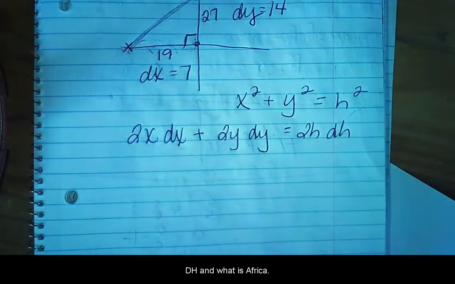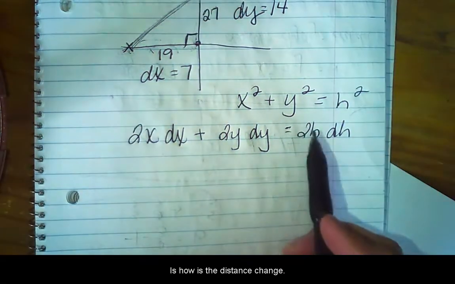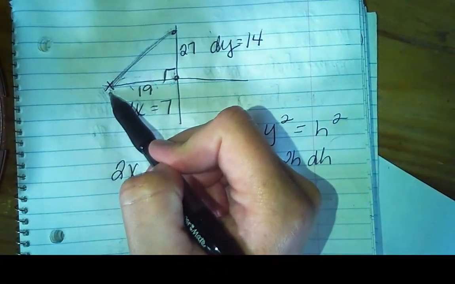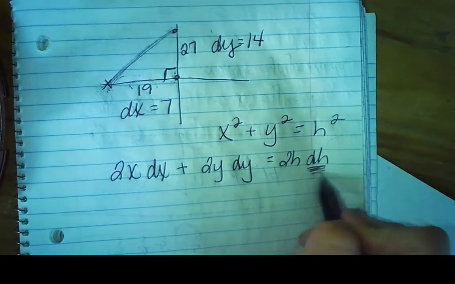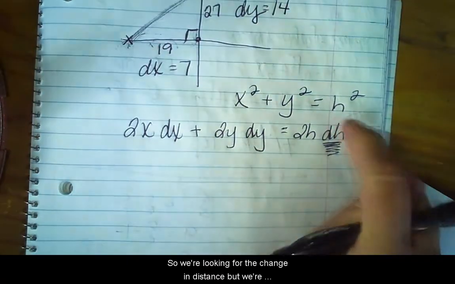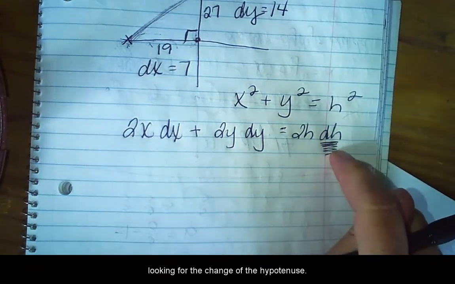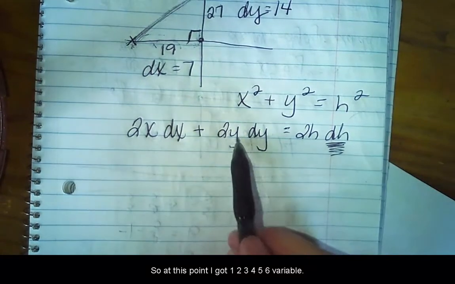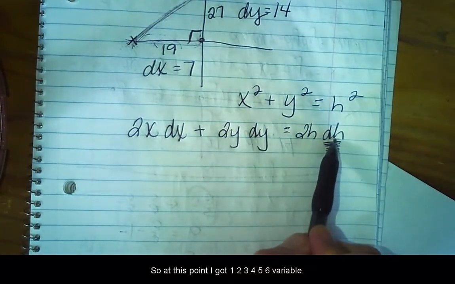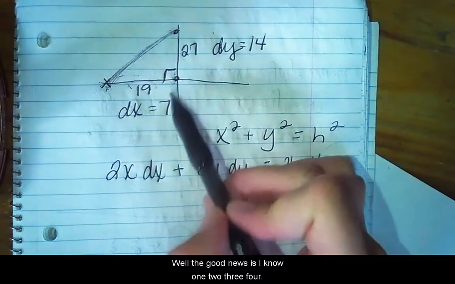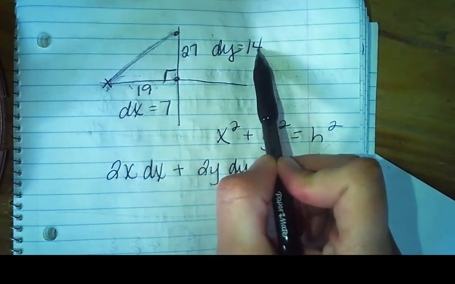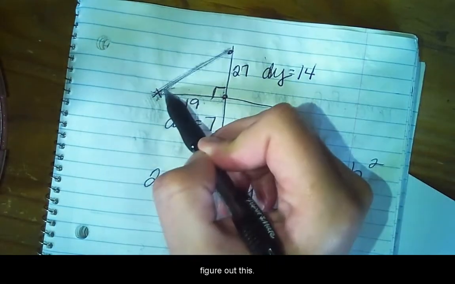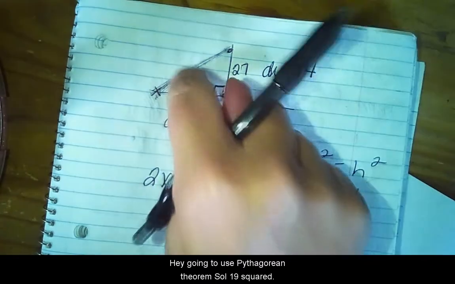dh. And what it's asking is, how is the distance changing? Well, this is the distance, and we want to know how it's changing. So we're looking for the change in distance, or the change in the hypotenuse. So at this point, I've got 1, 2, 3, 4, 5, 6 variables. Well, the good news is I know 1, 2, 3, 4 of them, and using Pythagorean Theorem, I can figure out this one.